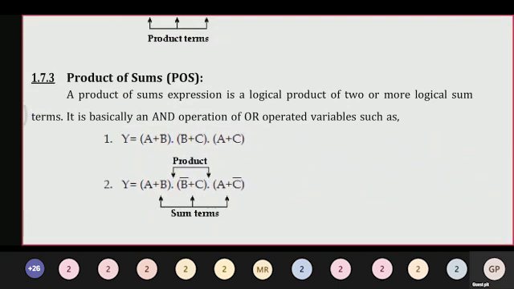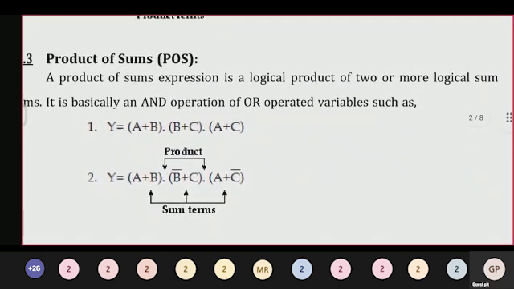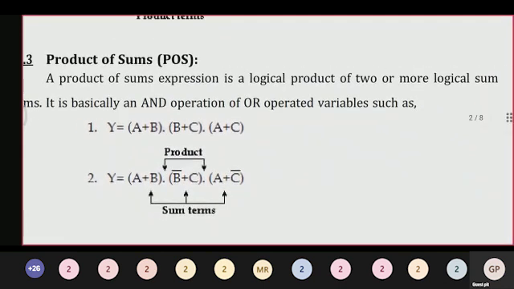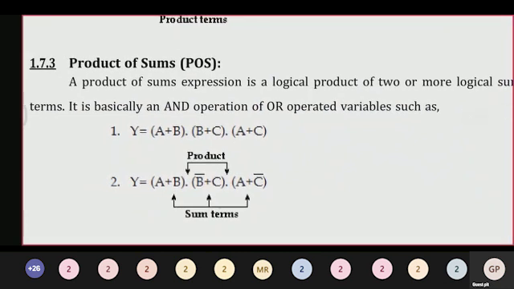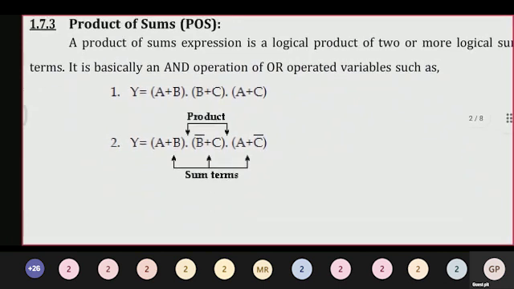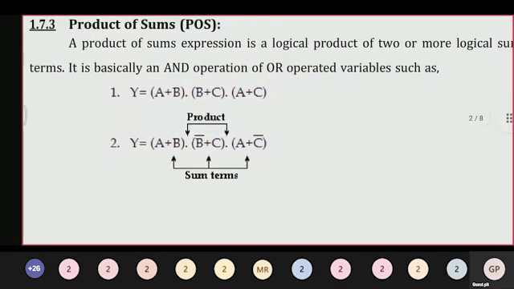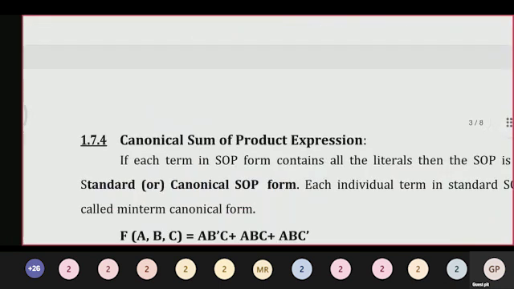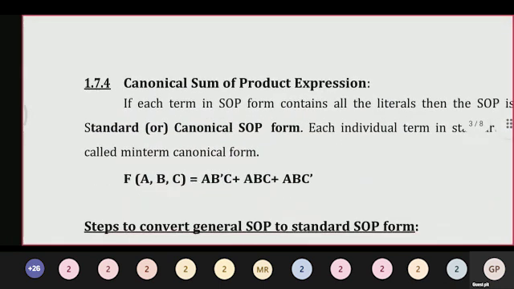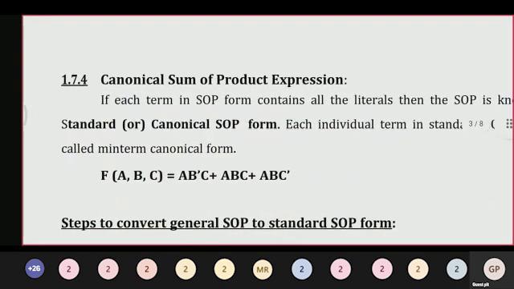Logical product of two or more logical sum terms. This expression is an example of product of sum terms: Y is equal to (a plus b) dot (b plus c) dot (a plus c). In this, you are having three sum terms multiplied together. Canonical sum of product expression.